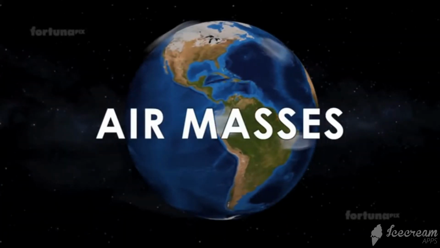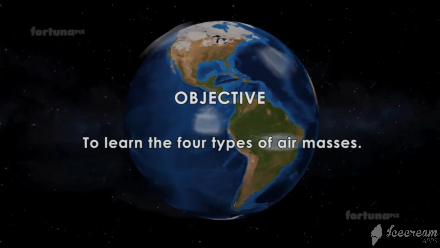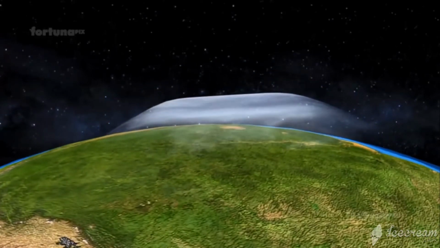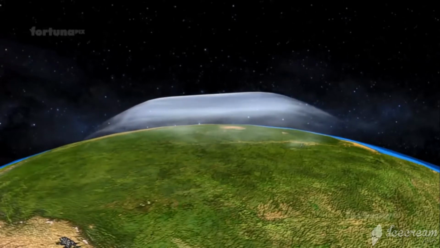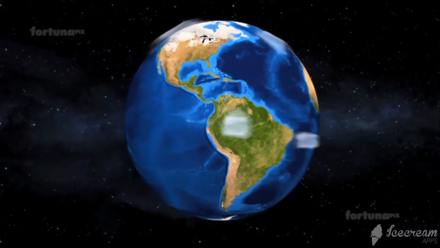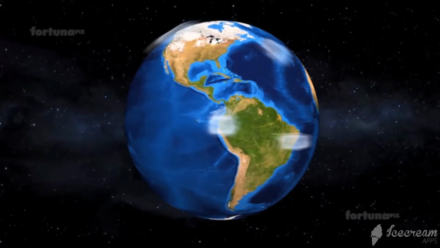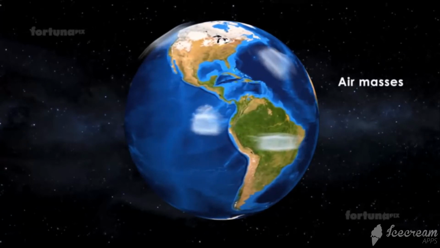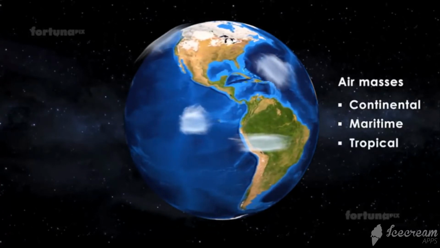Air masses. Objective: to learn the four types of air masses. An air mass is a huge body of air, so large that it often stretches for several thousand miles. Air masses generally have similar temperature and moisture properties throughout. The geographical location from which an air mass originates is its source. The types of air masses formed on Earth are determined by their source region. Air masses can have one of four qualities: continental, maritime, tropical, or polar.